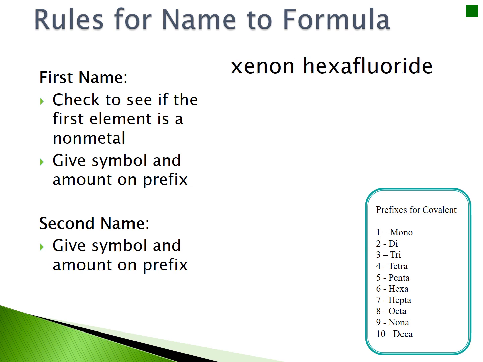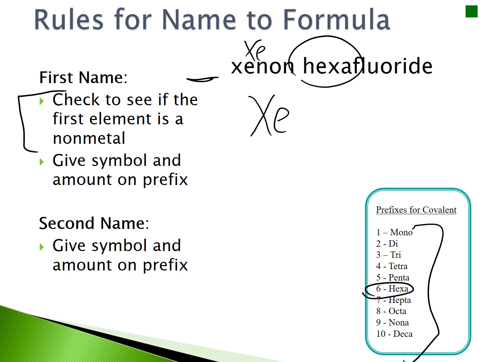Next one, xenon hexafluoride. First check to see if the first element is a nonmetal. Xenon is a noble gas, so it is a nonmetal. Give that symbol and the amount on the prefix. There is no prefix, so you would be looking at these prefixes down here, like mono, tetra, penta, all that other stuff. Then for the second name, give the symbol and the amount on the prefix. Hexa means 6. Fluoride comes from fluorine, so that's F, and then we would have 6 as a subscript, so it's XeF6 for xenon hexafluoride.